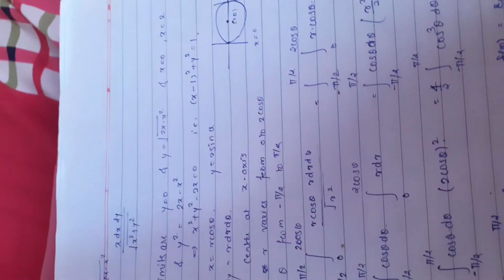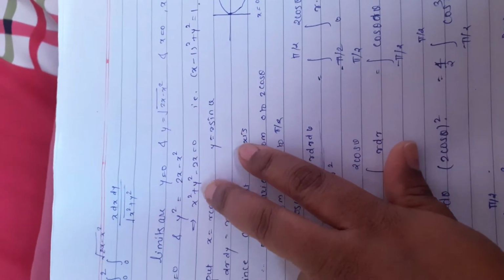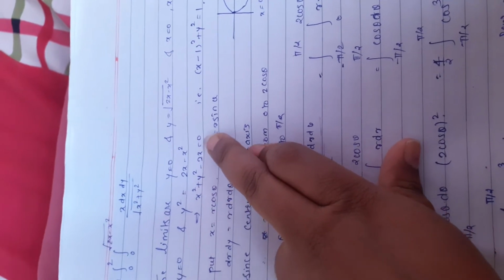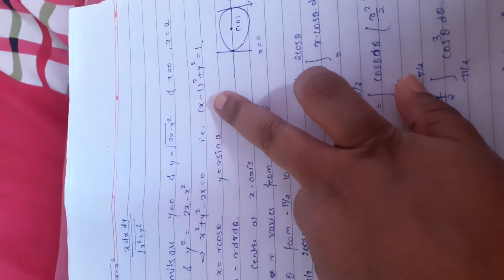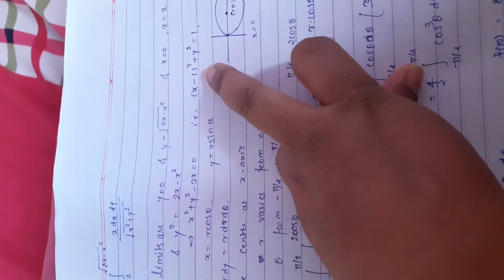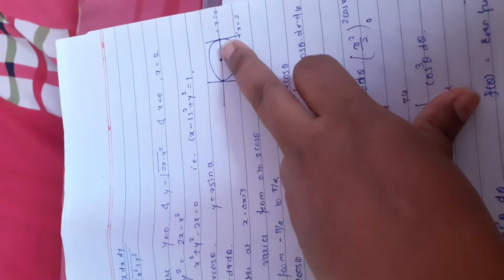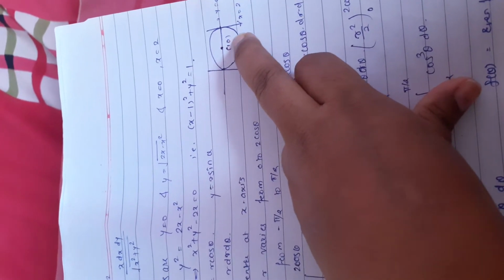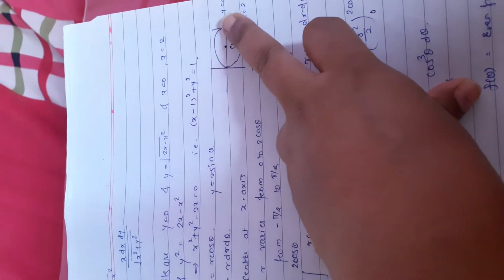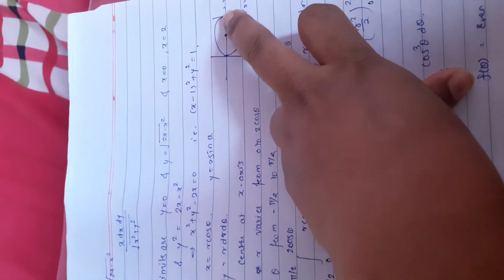On squaring both sides, we get y square is equal to 2x minus x square, so bringing minus x square to this side, x square minus 2x plus y square is equal to 0. Therefore the equation of the circle is (x minus 1) square plus y square is equal to 1, center at (1, 0) and radius 1 unit. Let's see the diagram of this equation. The center is on the x axis at the point (1, 0), radius 1 unit, so this distance is 1, this distance is also 1, and this point is (2, 0).